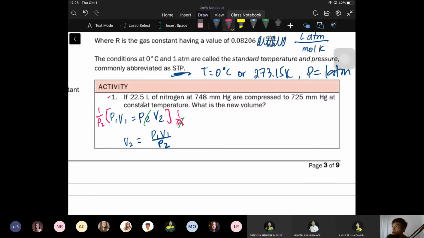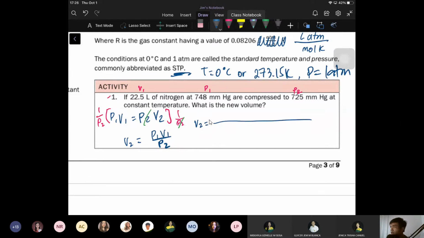So, ganun yung format niya. Okay, so, this 22.5 liter would be my initial volume. Yung 748 mmHg, this will be my initial pressure. Yung 2, that means papunta sa next state, no? So, this will be now my second pressure and I will be solving for the second volume na. Okay? So, plug in na lang. V2.